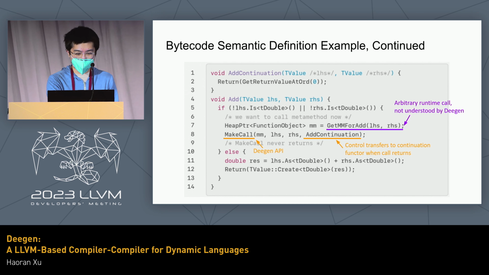And here the continuation functor just says that the outcome of this add is the first value returned by the call. And the continuation passing style is needed for dual stack for coroutine semantics, and also it allows us to know that a call always happens at a tail position, which is important for optimizations as well.